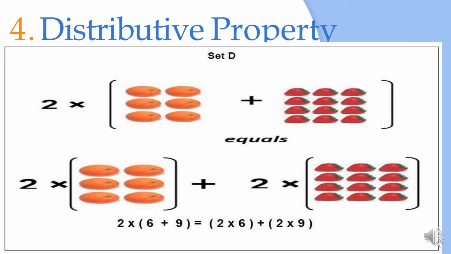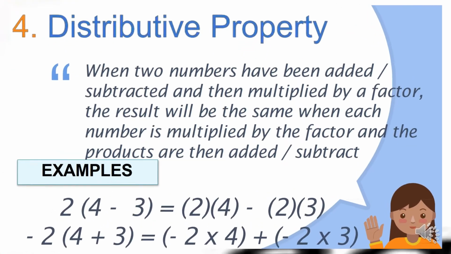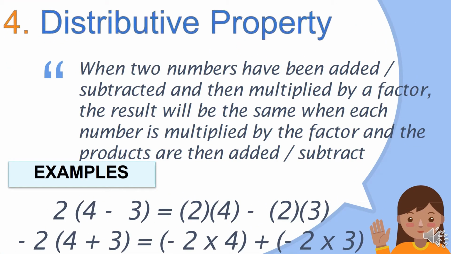And we go down to the fourth property, which is distributive property. As you can see in the image, 2 is distributed to the oranges and strawberries. When two numbers have been added or subtracted and multiplied by a factor, the result will be the same when each number is multiplied by the factor and the products are then added or subtracted.